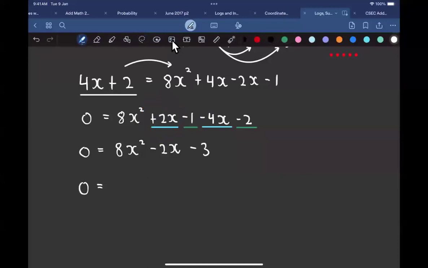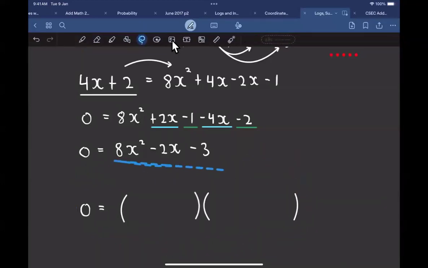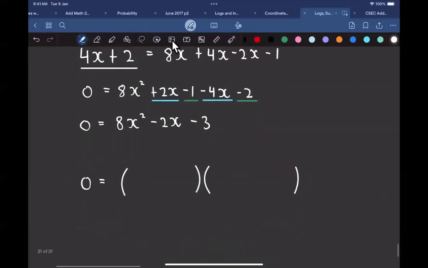Okay, so now we need to factorize this. I'm going to show you how we're going to do this. When you're factorizing, you look at the first term you have. Kira, what's the first term in the quadratic? 8x squared. How can I multiply to get 8x squared? 4 by 2. So it will be 4x in one bracket, and 2x in the next bracket. Good, going good.